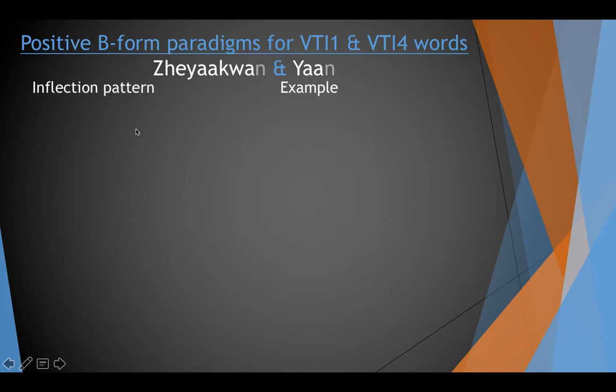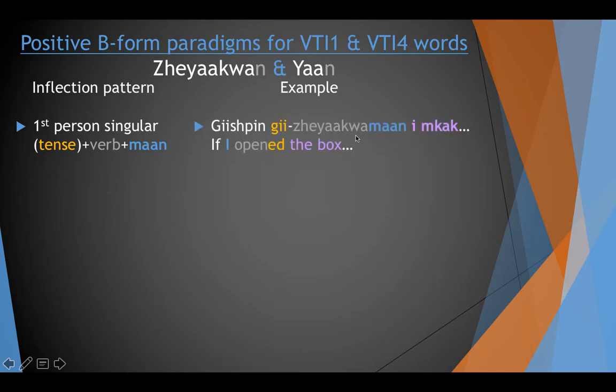So we're going to have our inflection patterns over here and then our examples on this side. So the first person singular, that's the I or me. You can have a tense marker in front, then your verb, jeakwa, getting rid of that N. And then our suffix for first person singular is mon. So we're going to replace that N sound with a mon sound. And same thing with this VTI 4. So gishbin gi jeakwaman imkuk, if I opened the box.